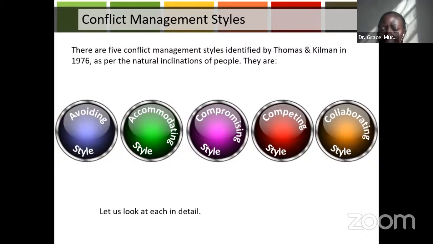So when can we use accommodating? Anyone who wants to try? In which situations can we use accommodating? I want to hear from anyone. When can we accommodate?